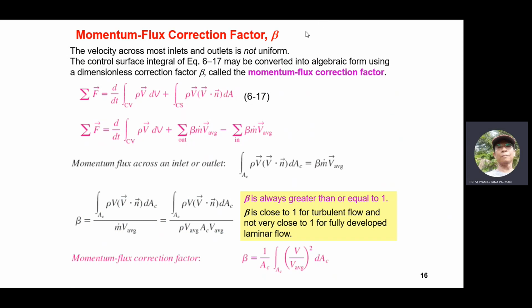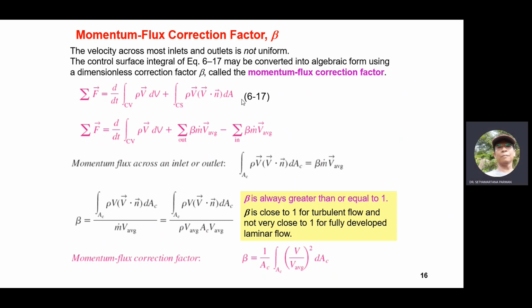Okay, then there is a momentum flux correction factor, beta. The velocity across most inlets and outlets is not uniform. The control surface integral equation may be converted into the algebraic form using a dimensionless correction factor beta, called the momentum flux correction factor.